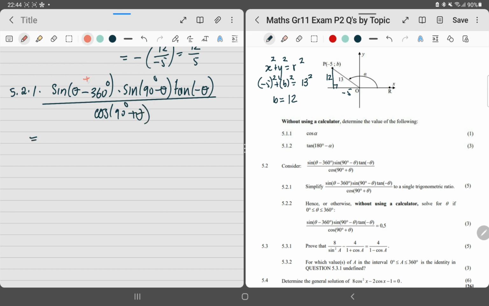Whenever we have a negative angle, we add 360. So this is going to be theta. Sine of theta. 90 minus is in the first quadrant. In the first quadrant, sine is positive. But because we are using a 90, the sign will change into a cos. 360 minus is in the fourth quadrant. In the fourth quadrant, tan is negative.